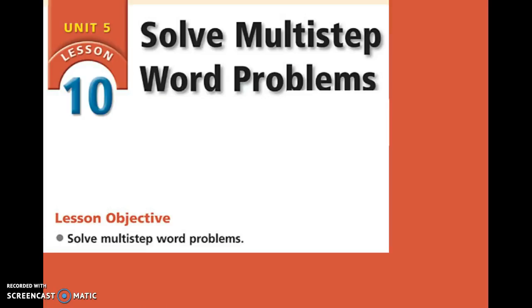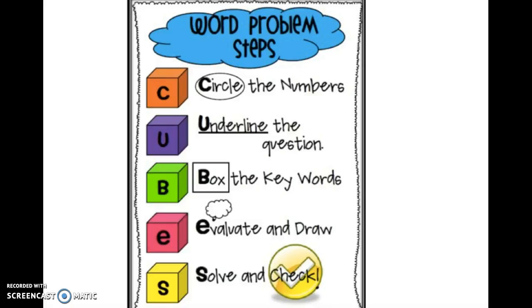All right, first I'm going to talk about some strategies overall for word problems. We like to use the CUBES method when solving word problems. The idea behind the CUBES method is that for C, we circle any numbers that we see in the word problem. U, we underline the question that the problem is asking. B, we box any of the key words that will help us figure out the problem. E, we evaluate and draw pictures to help us solve it. And S, we solve and check our problem.